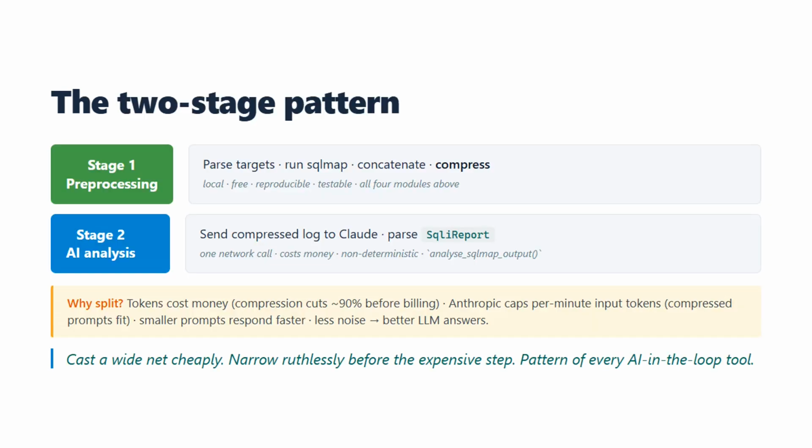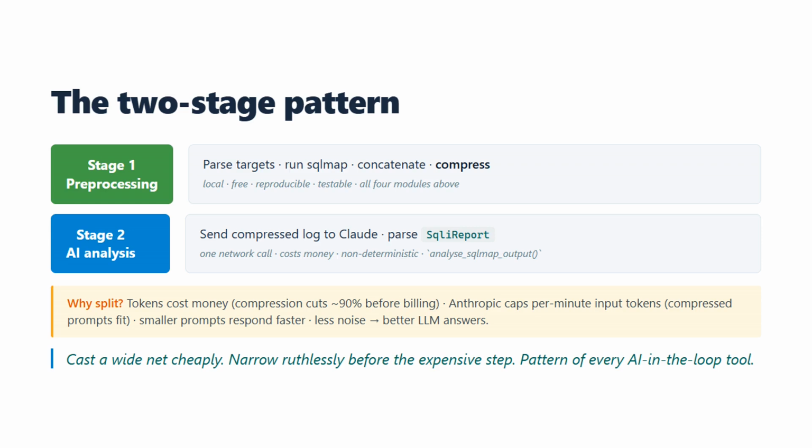Look at where the work actually happens. There are 2 distinct kinds of processing in this pipeline. Stage 1, deterministic preprocessing. Parsing the targets file, running sqlmap, concatenating outputs, and compressing the log. All of it is plain Python doing plain things. Local, free, reproducible, testable. Stage 2, exactly 1 call to Claude with the compressed log. 1 network round trip, 1 charge on your Anthropic bill. 1 place non-determinism enters the pipeline.